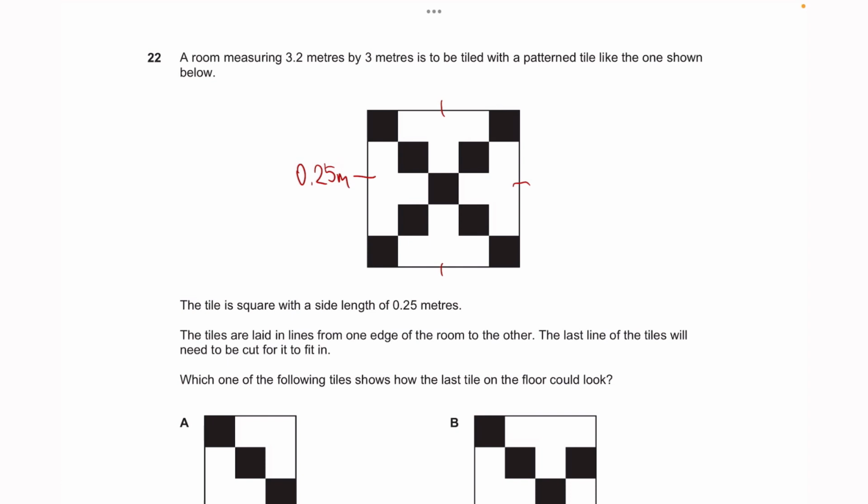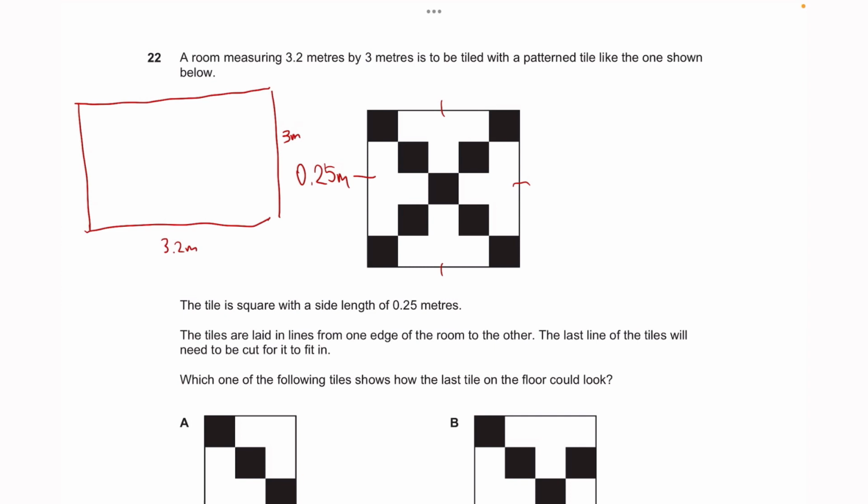Okay, so what we know is we've got this area that we need to fill in, and this is what the area looks like. We can see that it's a bit rectangular in shape, and you can see here that one side is 3 meters, so we'll write this side as 3 meters, and the other side is 3.2 meters.